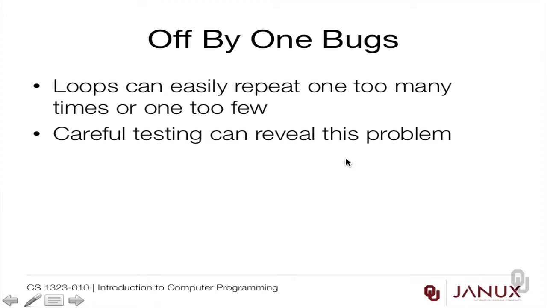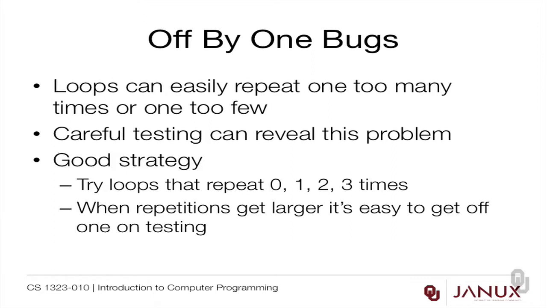So careful testing is still going to be our main strategy. As far as a really good strategy, one of the things you can do is try having the loops repeat 0, 1, 2, and 3 times. If all of those numbers work, things tend to be right. When the repetitions get larger than 3, it's too easy to get off by 1 when you're counting the test data, and then your test data doesn't show whether your program is actually working.